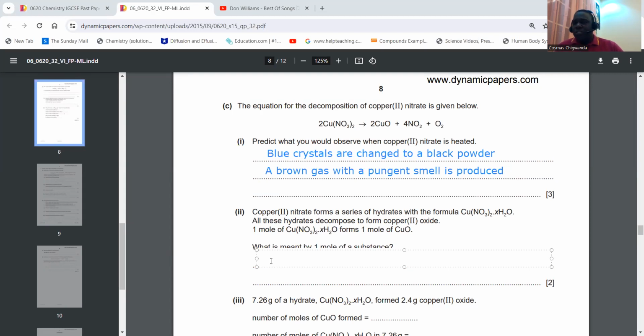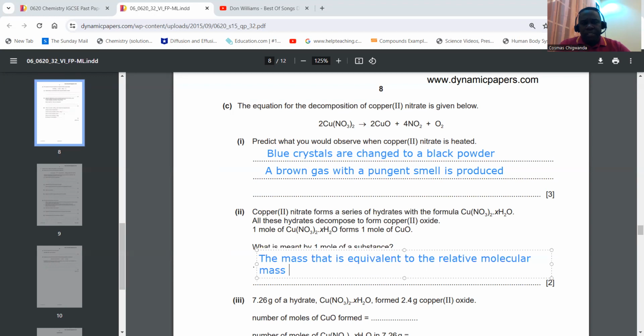Okay, that becomes 1 mole, because moles are a way of counting. So you could say a mole is the mass that is equivalent to the relative molecular mass of a substance. That can be referred to as 1 mole.